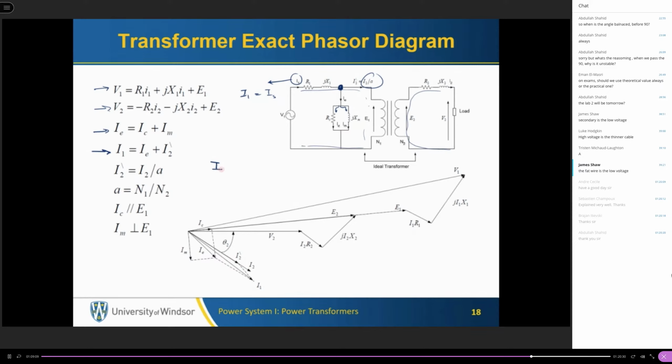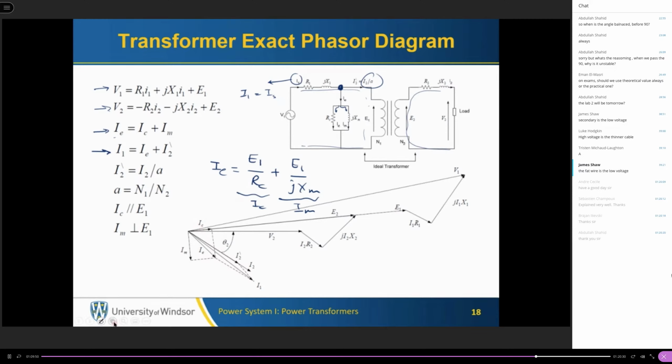IE is equal to E1 divided by RC. This is the first component of IE, and the second component is IM, and IM is E1 divided by jXM. So this is IE, and this is IM, and this is IC. Okay, IE is equal to IC plus IM, and this is how we get IE.